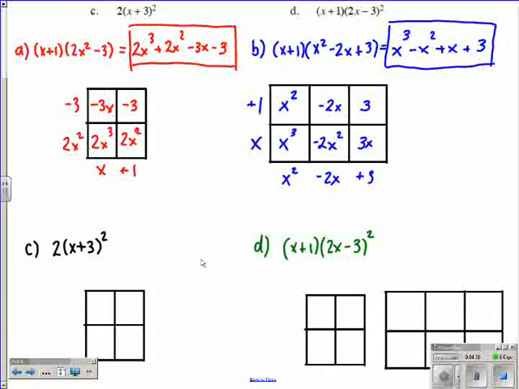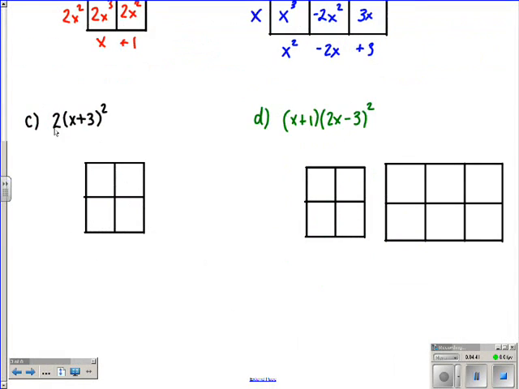Moving on, let's look at letter C. For letter C, we have 2 times the quantity of x plus 3 squared. Now this is a problem that I see a number of mistakes on. You have to remember your order of operations. With order of operations here, remember it's usually going to go grouping symbols. So you simplify inside your grouping symbols. Then you look at exponents before you do multiplication or division from left to right. So we always want to square this binomial before you try to distribute your 2.